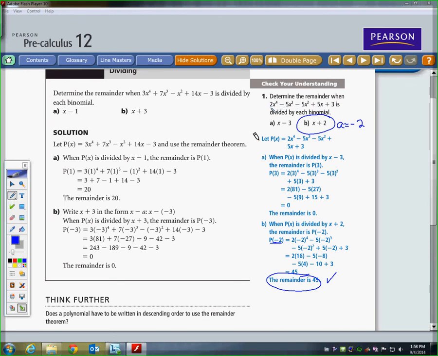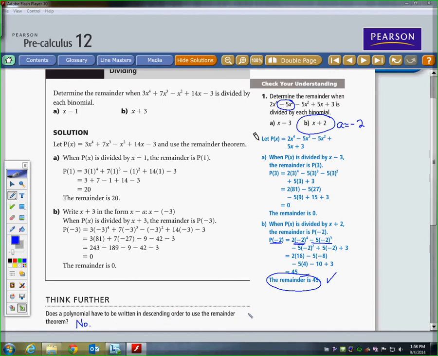What if it was written in a different order? If we started with the minus 5x cubed, for example, and we plugged in the negative 2. Well, as long as you're following the rules, if we wrote this term first before this other term, you're still going to get the same answer, aren't you? So does a polynomial have to be written in descending order to use the remainder theorem? No.